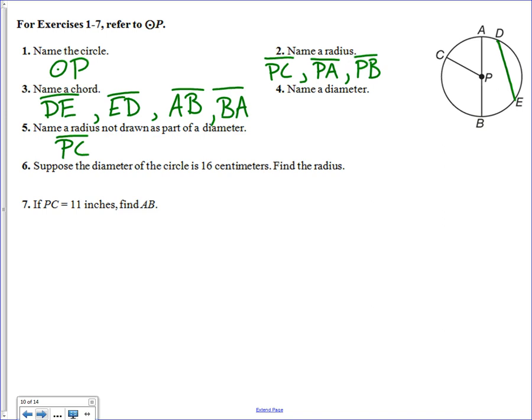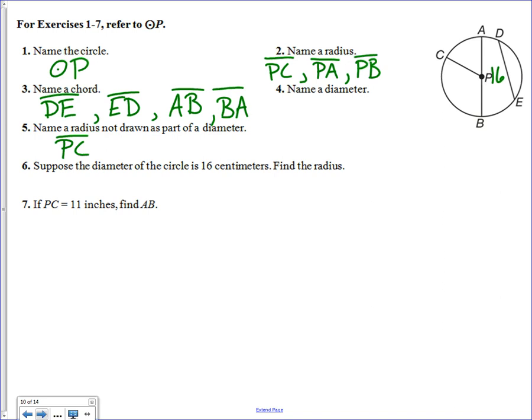All right, again, we named the radius not drawn as part of the diameter. We called it PC. Again, you could also use segment CP. Suppose the diameter of the circle is 16 centimeters. So the diameter is 16. There'd be another way of saying that: AB is 16.